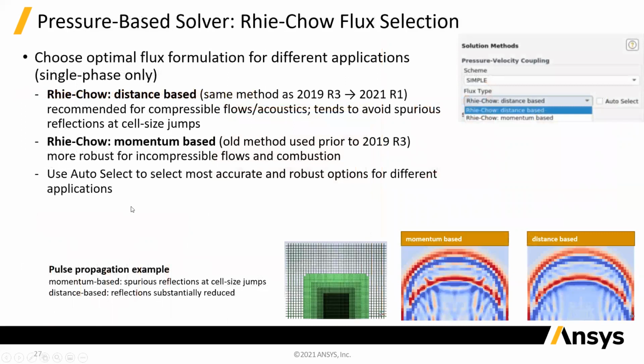For the pressure-based solver, the Rhie-Chow algorithm is used to get velocities at cell boundaries in a consistent way. There's a couple of versions of it: one that works best for compressible flow and acoustics, another which works best for incompressible flow. There's a simple toggle button here to choose between them, but also a nice option for auto select, and that will look at the setup of your calculation and pick the most appropriate for the simulation type you're doing.